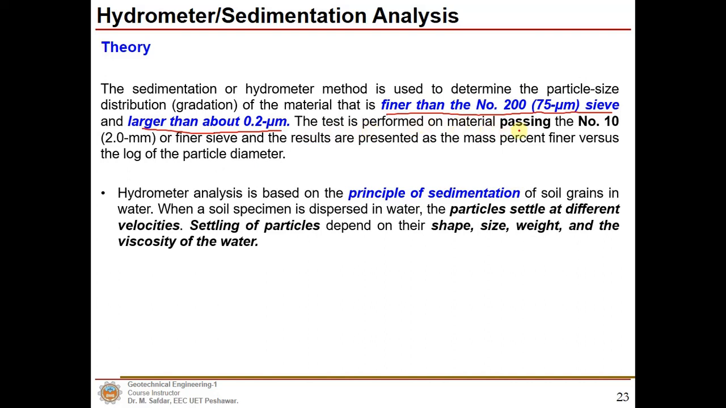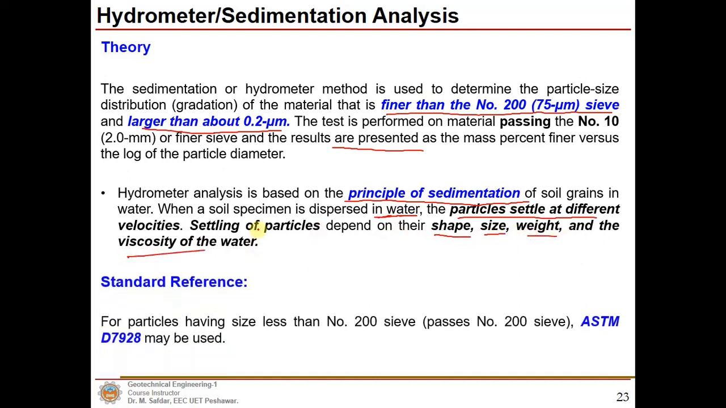The test is usually performed on material passing the number 10, 2 millimeter or finer sieve, and the results are presented as the mass percent finer versus the log of the particle diameter. Hydrometer analysis is based upon the principle of sedimentation of the soil grains in water. When a soil specimen is dispersed in water, a dispersing agent, sodium hexametaphosphate, is used. The particles settle at different velocities. Settling velocities depend upon the shape, size, weight, and the viscosity of the water. Standard reference ASTM D928 may be used.